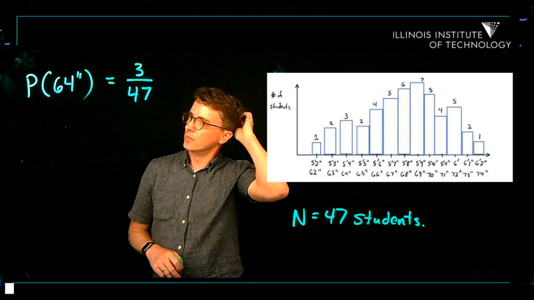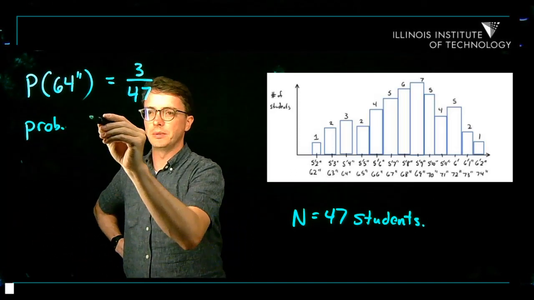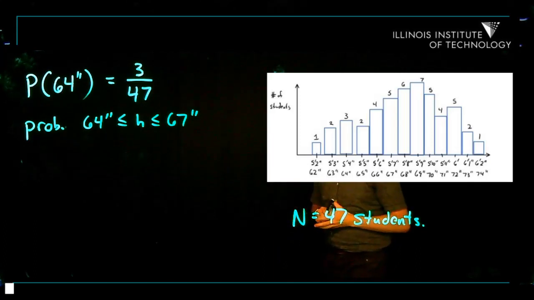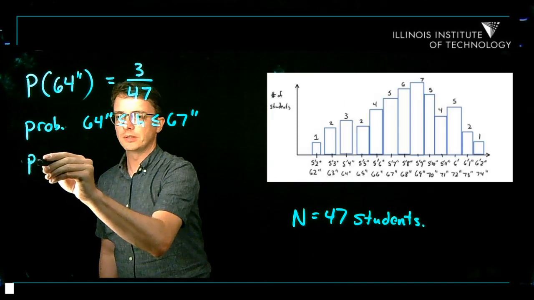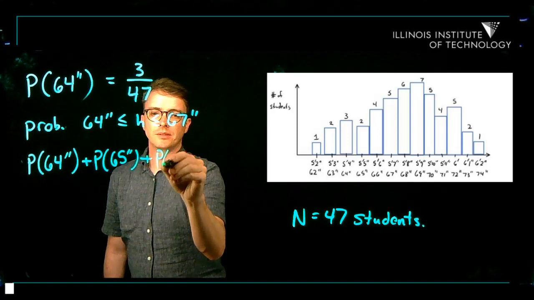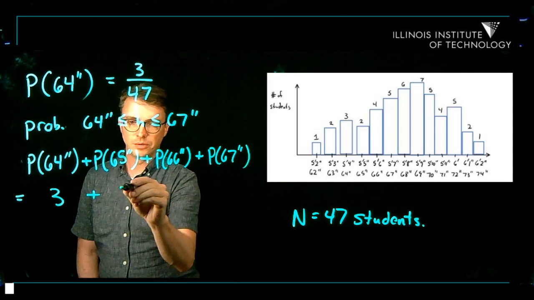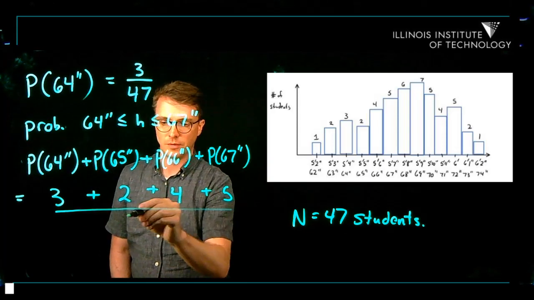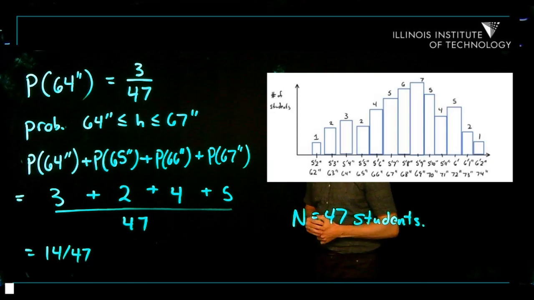You could ask a little bit more tricky question. What's the probability that the height is between 5'4" and 5'7"? So that would be 64 inches less than or equal to h, less than or equal to 67 inches. If I picked some student at random, what's the probability that that student would have a height that lied in this range? I would add these probabilities. So I'd take the probability that someone has 64 inches plus the probability that they have height 65 inches plus 66 plus 67, and that is equal to, I can just count here. This is 3, this is 2, number with 66 is 4, and this is 5. Divide by the total, over 47. It's 14 over 47. Okay, probability should also always be less than 1. This is less than 1.